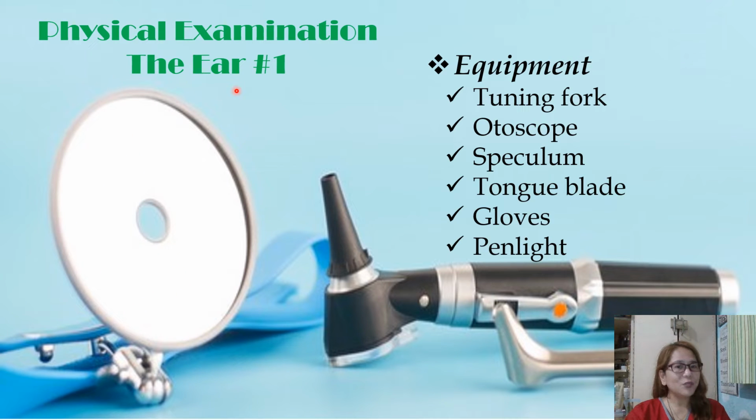Moving on to our physical examination after you have your health history. So make sure you gather the following equipment and these are ready for use, okay, and functioning, of course. You should have your tuning fork, your otoscope, make sure that the battery is functioning, speculum or ear speculum, the tongue blade, the gloves, and the pen light.